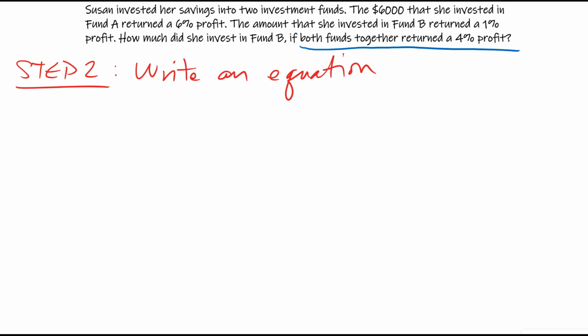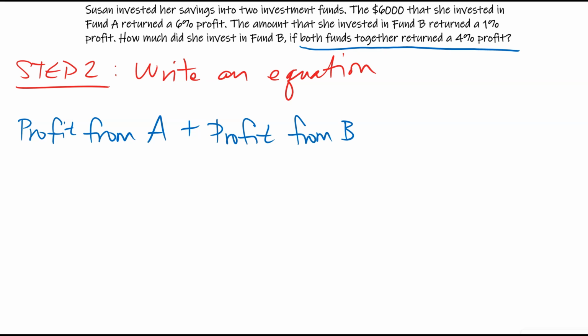Okay, so let's sort of write this out in words. So we know that the profit from Fund A, plus the profit from B, is, and of course that's an equal sign, so that's is, 4% of both funds. So that's going to be our guiding statement.